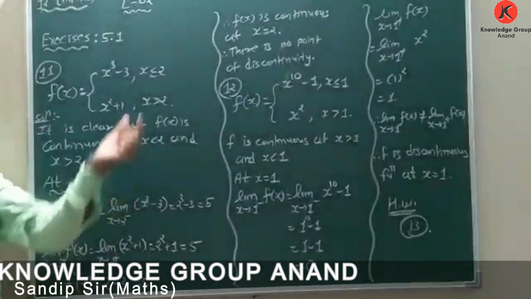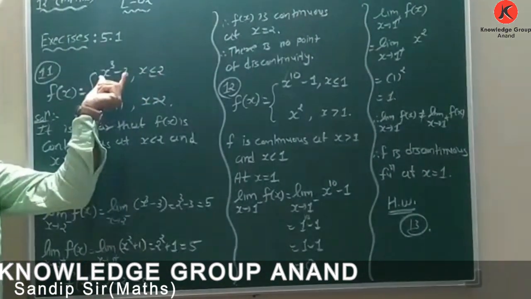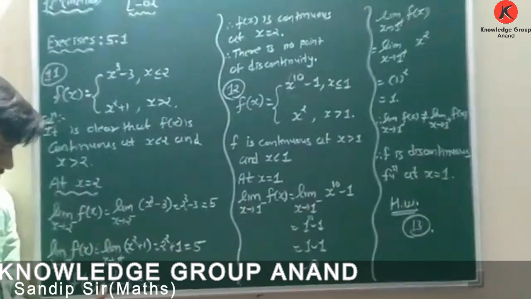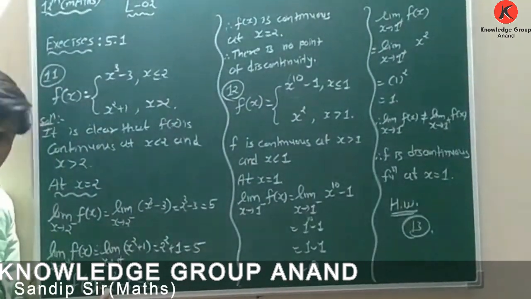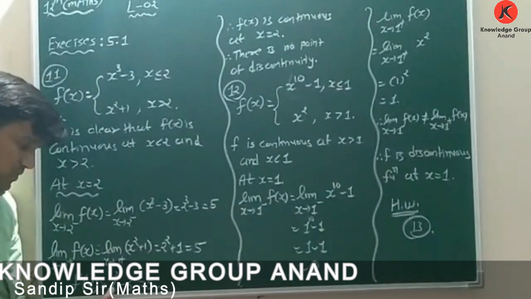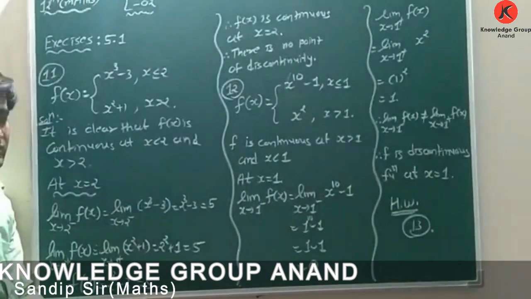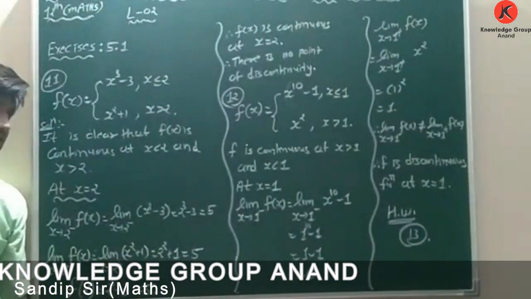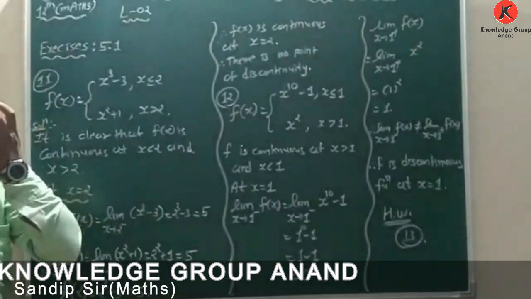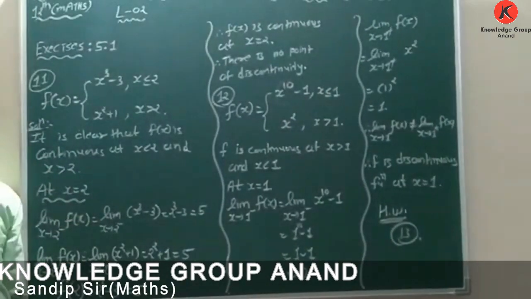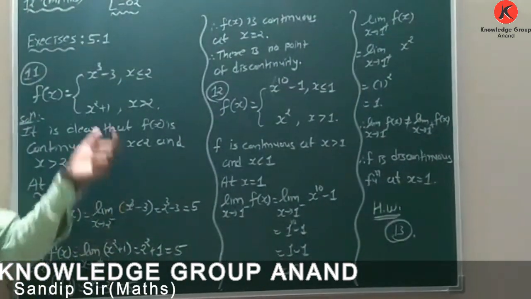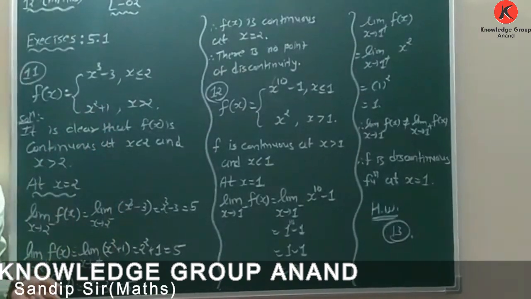Okay, x is equal to 2, function is equal to x cube minus 3. Put the value of x equal to 2, that means 2 cube minus 3 again is equal to 5, that means f of x is continuous at x equal to 2. Okay, there is no point of discontinuity, that means at no point is this function discontinuous.